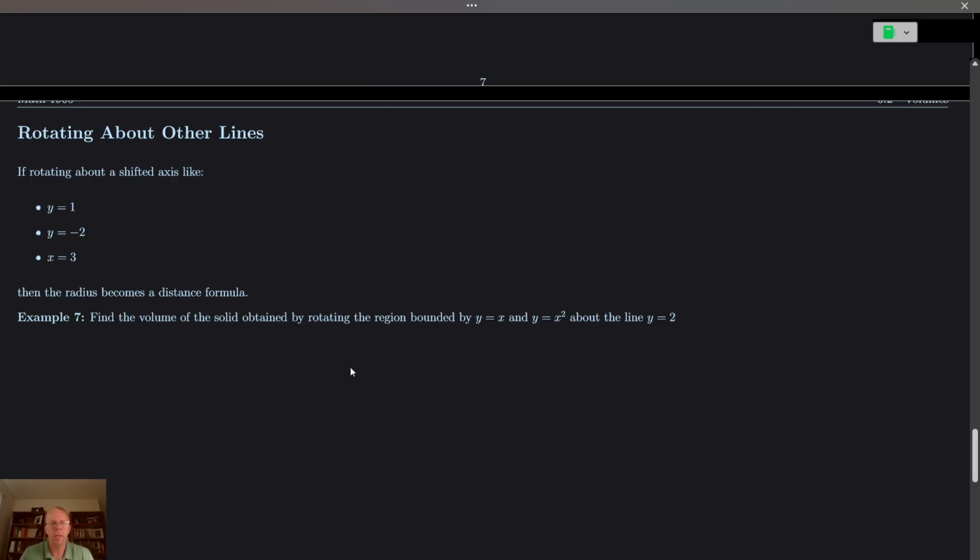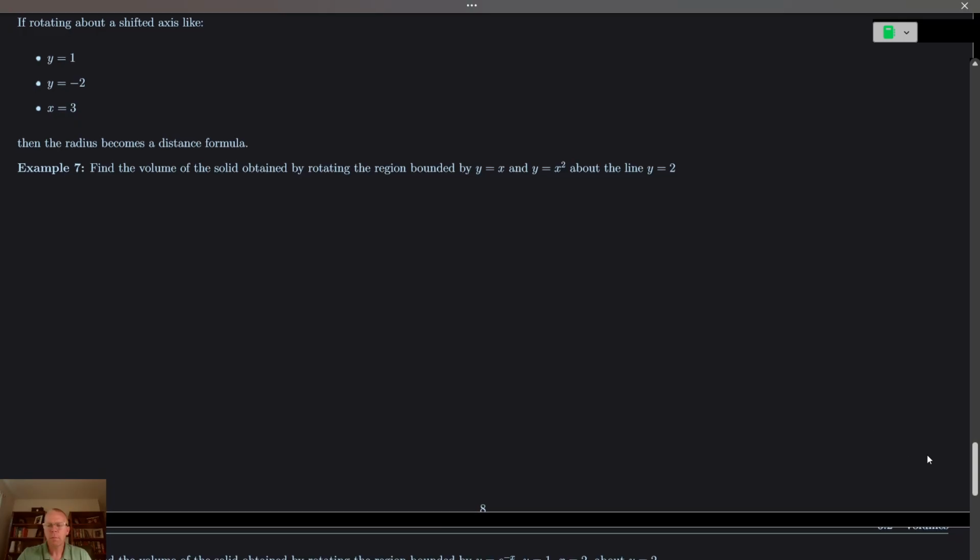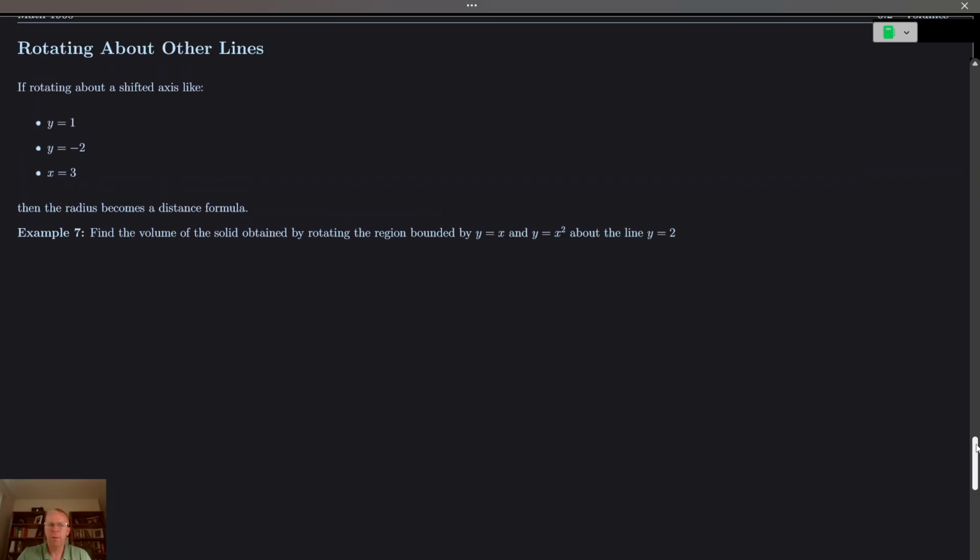So y equals 1. So horizontal line y equals 1, horizontal line y equals 2, or the vertical line x equals 3. And so most of these are going to be using the washer method, but it doesn't have to be. It could still use the disk method. Everything works the same. It's just sometimes, when you're rotating around an axis.